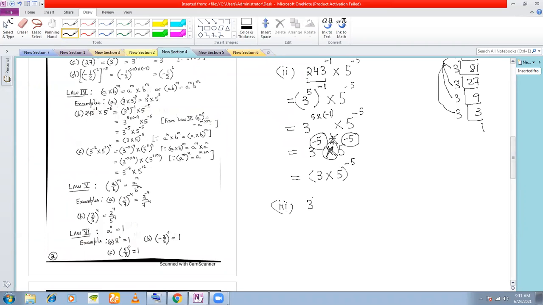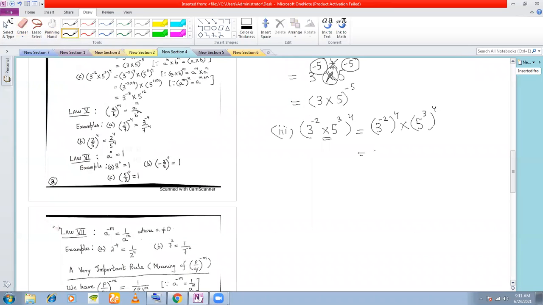Let's say you have 3 to the power of minus 2 into 5 cube, whole to the power of 4. Okay. From this law, you can write 3 to the power of minus 2 to the power of 4, because there's a multiplication sign. You can write this multiplication into 5 cube to the power of 4. So this becomes 3 to the power of minus 8 into 5 to the power of, because you can multiply the powers. Let me just write one more step.